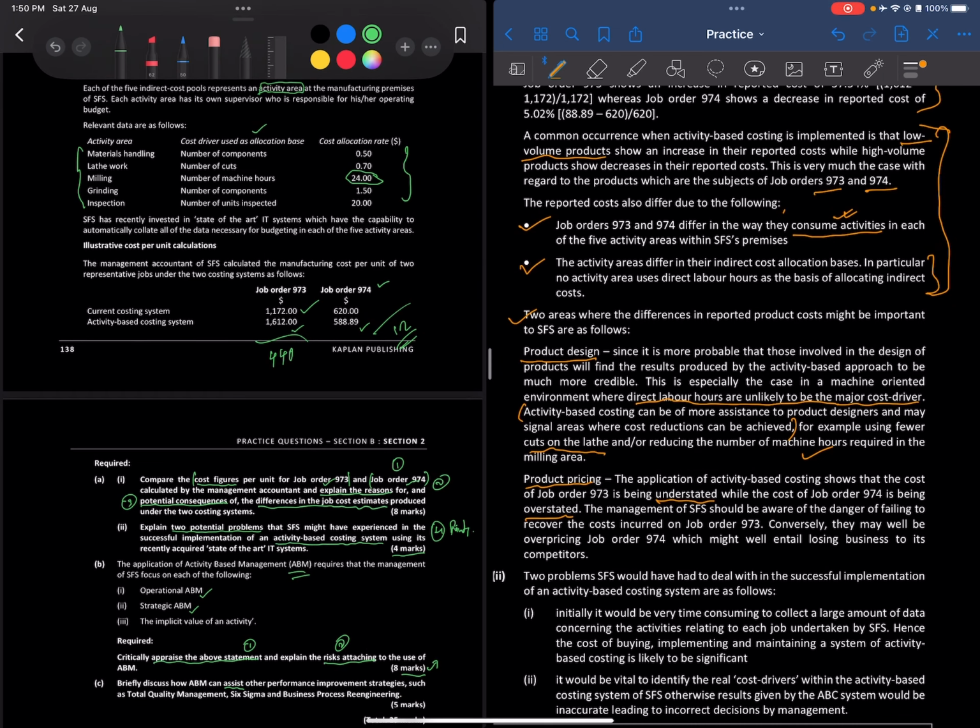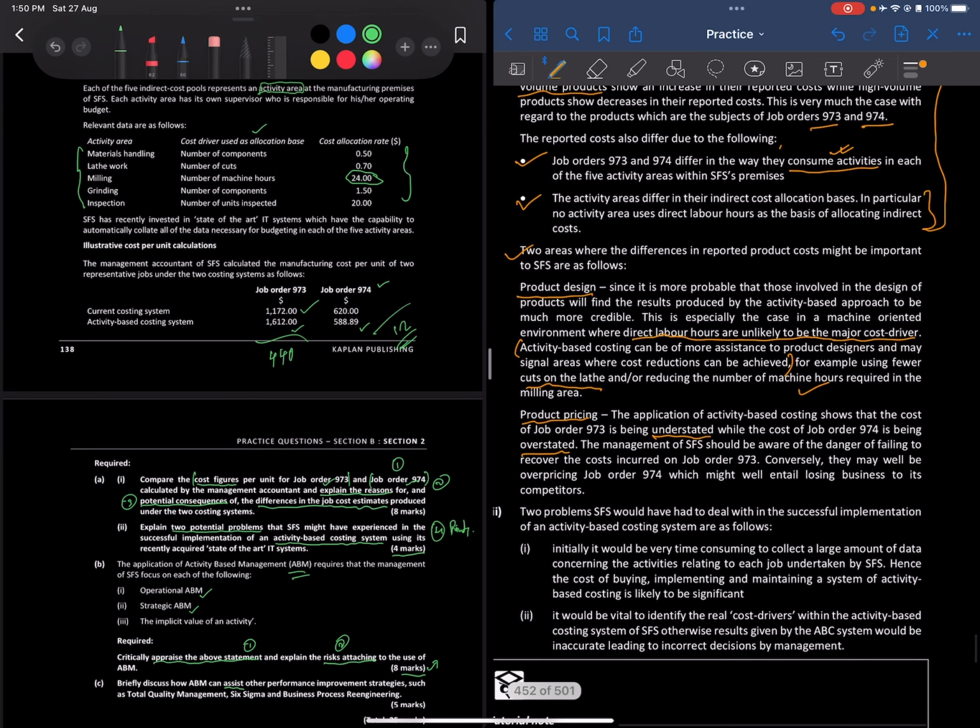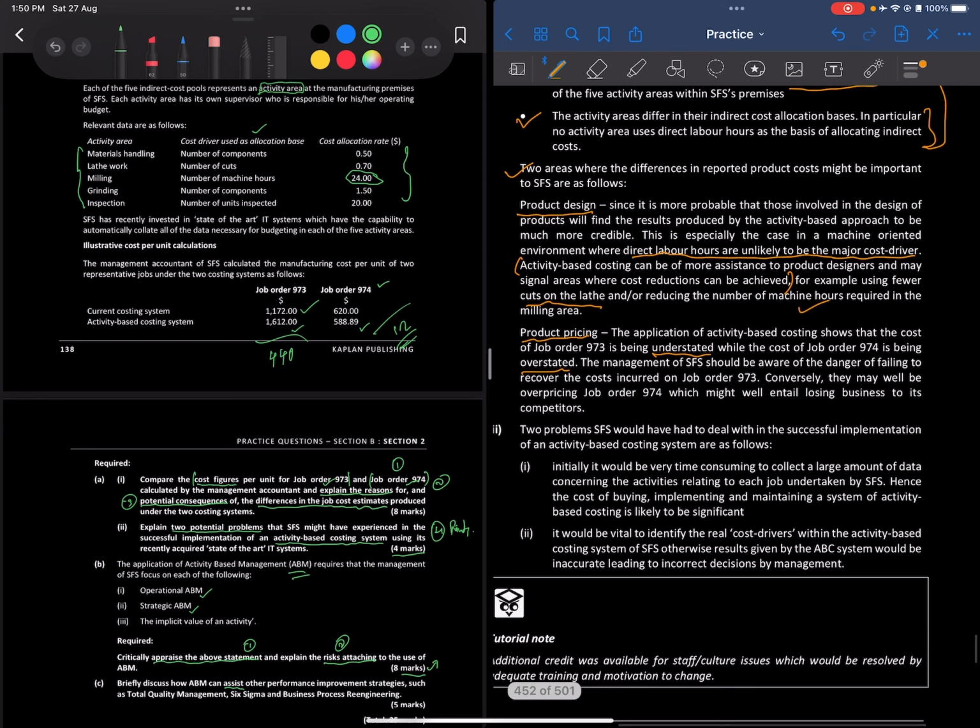Another thing is, we need to explain in number 2 sub requirement of number A, right? Explain 2 problems that SFS might have experienced in successful implementation of an ABC using recently acquired state-of-the-art systems, right? So what could be the 2 potential problems that SFS could have experienced? What could have happened is basically large amount of data, time consuming, right? And then lack of understanding of value drivers. That's always the problem with ABC. It's hard to identify, okay, sometimes.